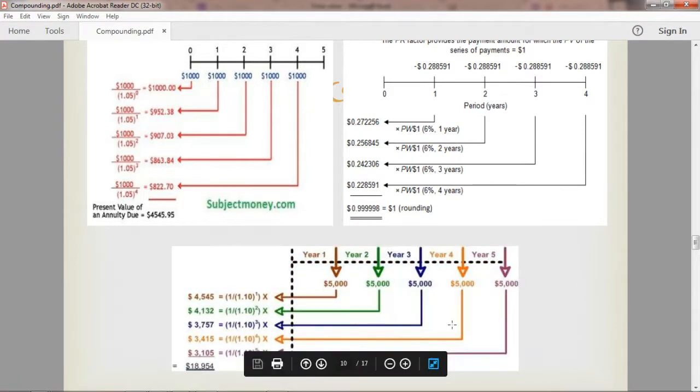Anyway, so here's the example of present value of annuities. You see, you're making a $5,000 deposit or payment at the end of every year for the next 5 years, right? And of course, these cash flows are all at the end of each period, right? So it's an ordinary annuity.